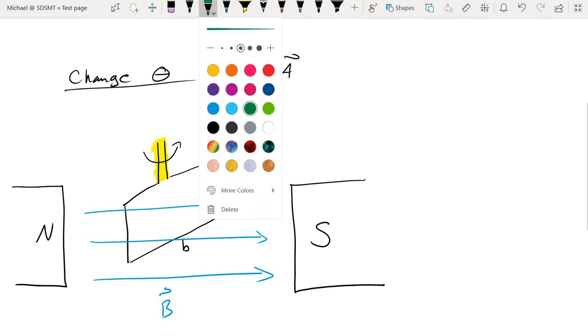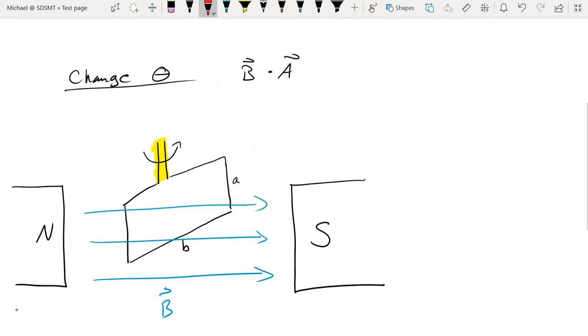And at any given moment, the coil has a cross-sectional area, and there's a vector that relates to that cross-sectional area. And that area vector will point perpendicular to the surface of that coil. As our coil rotates, then we can see that the angle relationship between our magnetic field vector and our area vector changes with respect to time.